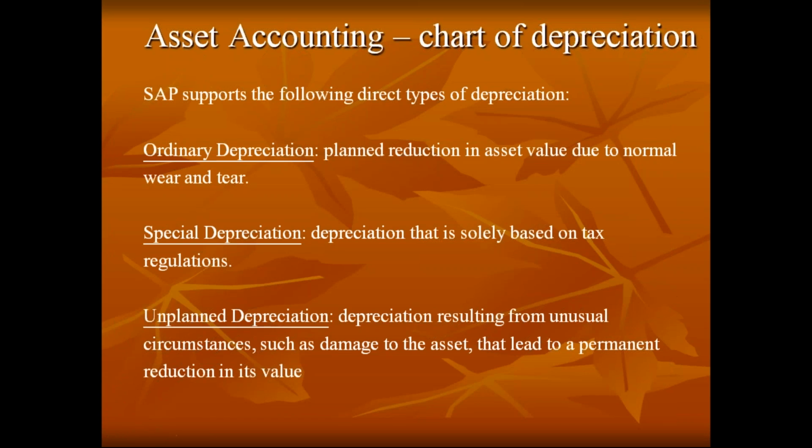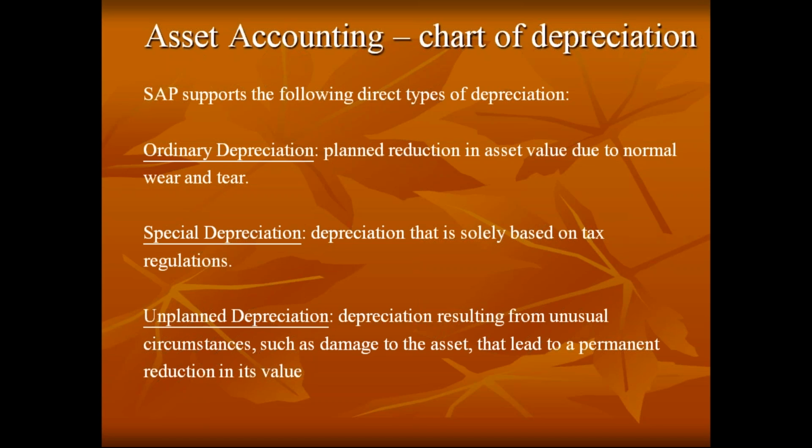SAP supports the following direct types of depreciation. One is ordinary depreciation, that is planned reduction in the asset value due to the normal wear and tear. So because of the day-to-day usage, there might be some reduction in the value. That we call book depreciation or ordinary depreciation. Second is the special depreciation. Depreciation that is solely based on tax regulations. This is for tax purposes.